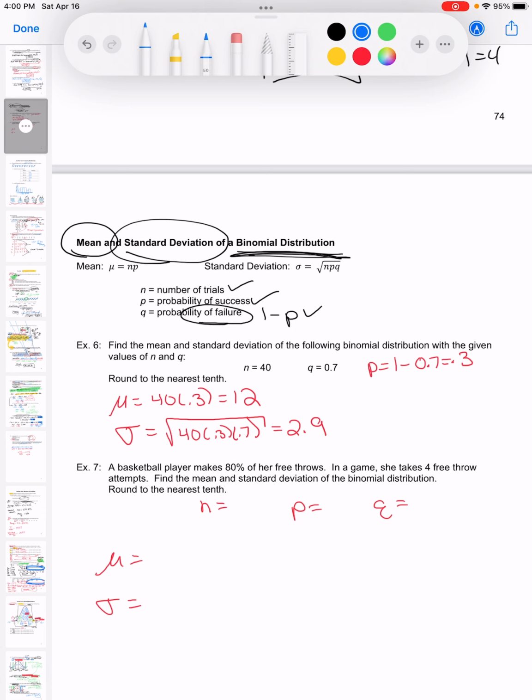Coming back from our pause, we took 4 free throws. We made them 80% of the time. So that means we missed them 20% of the time. So the mean is going to be 3.2, nearest tenth. And these are free throws.